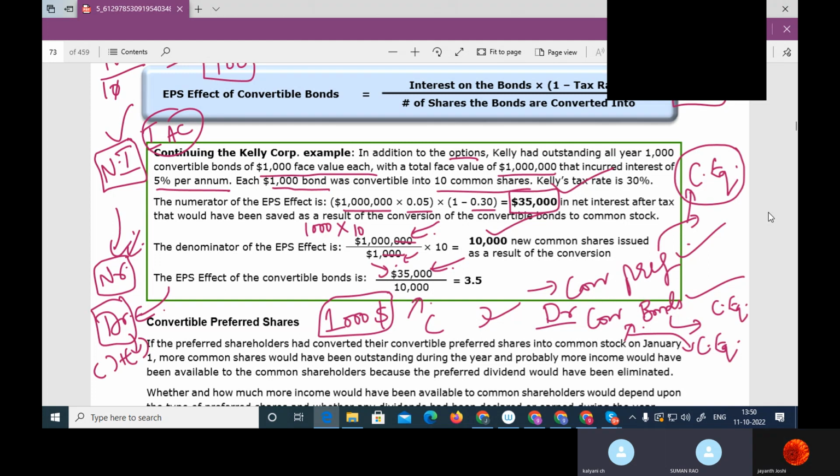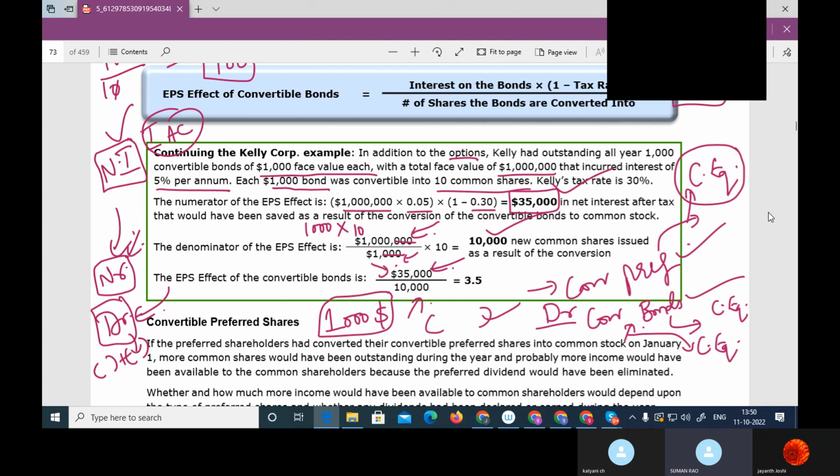So first you have to calculate this, 1 million into 5% of that. We receive 50,000. Yeah. 50,000 then into, as per the formula, 1 minus how much is the percentage? We have to minus 30%. We get 35,000 here. That is clear? Yes, clear.